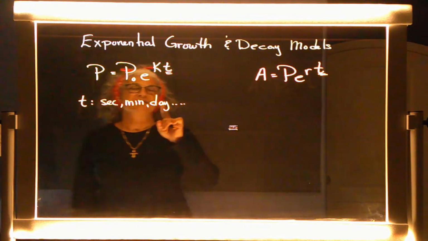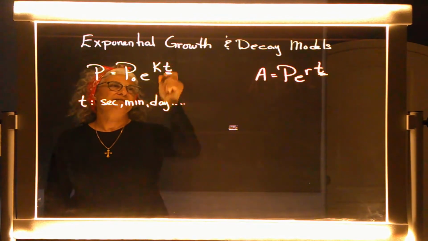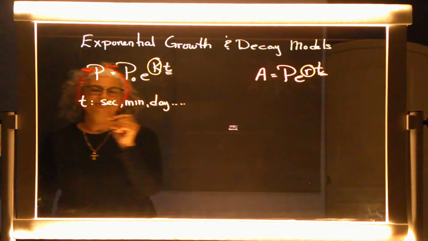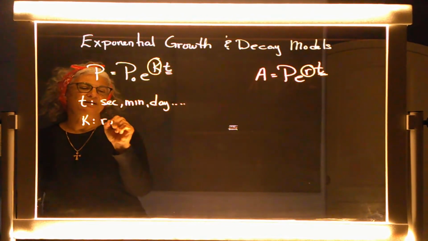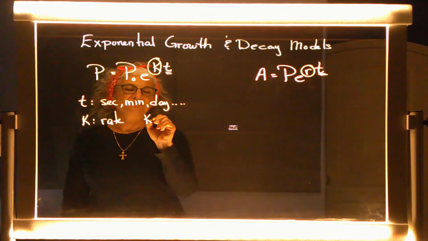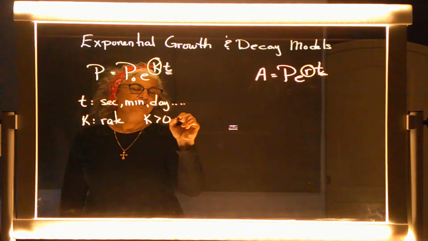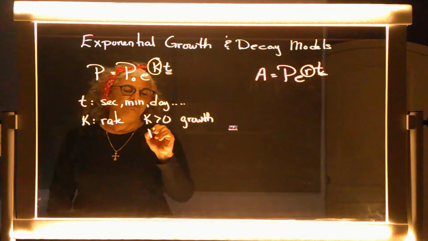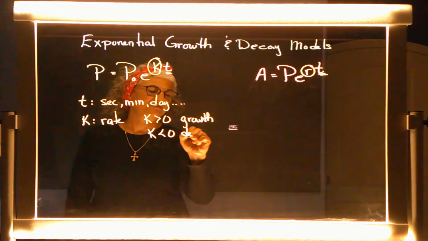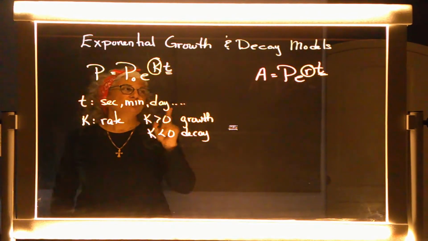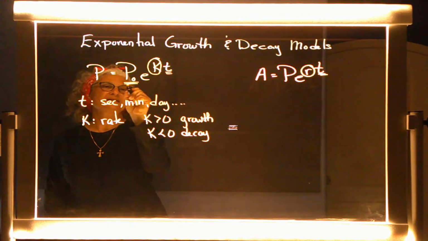So, the next variable I want you to notice is this K. Notice it's in the place of R. So that's right. K is the rate. And if K is positive, then we have a growth model, right? If the rate is negative, then we have a decay model. Cool?